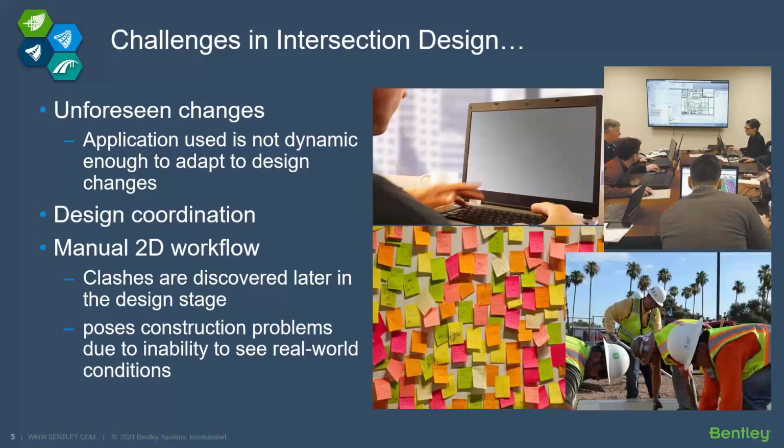We see that in most of our users currently, especially if, let's say, they don't have an engineering or document management system in their organization. It's pretty much hard for them to really handle those changes. And of course, there is the lack of automation, still doing some manual 2D workflow. Worse, they're still using PDF for reviewing their designs. And with this, clashes are discovered later on in the design stage and in the construction stage. This poses quite a lot of problems due to the inability to really see what the real site condition is.